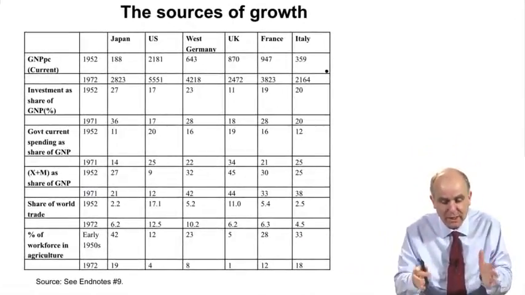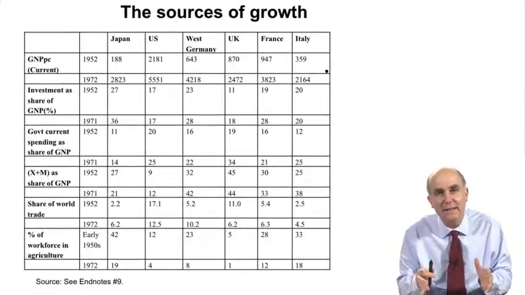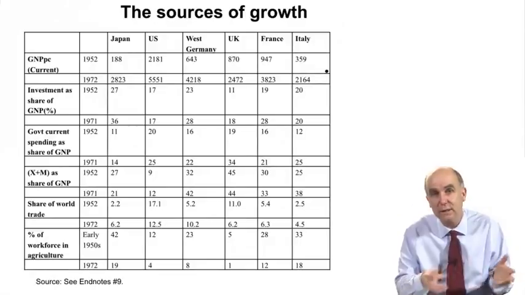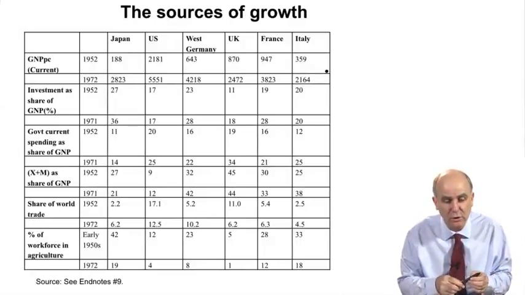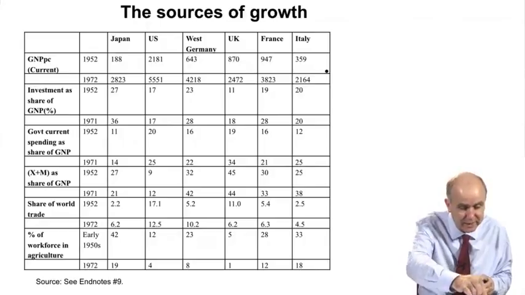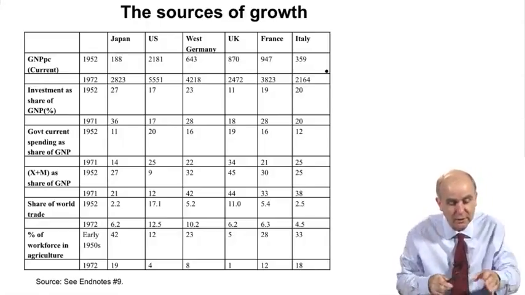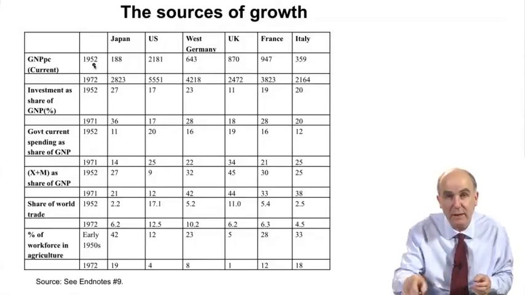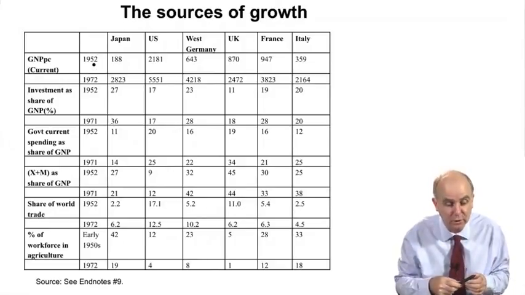This table, which has a lot of data in it, is an attempt to give you a perspective on what the sources of Japanese growth were during this period after World War II. So there's a series of measures or variables which I've got down the left-hand side here, and for each of those I've got two observations in 1950 and 1970, and I'm comparing Japan against some of the other major industrial developed economies in the world.